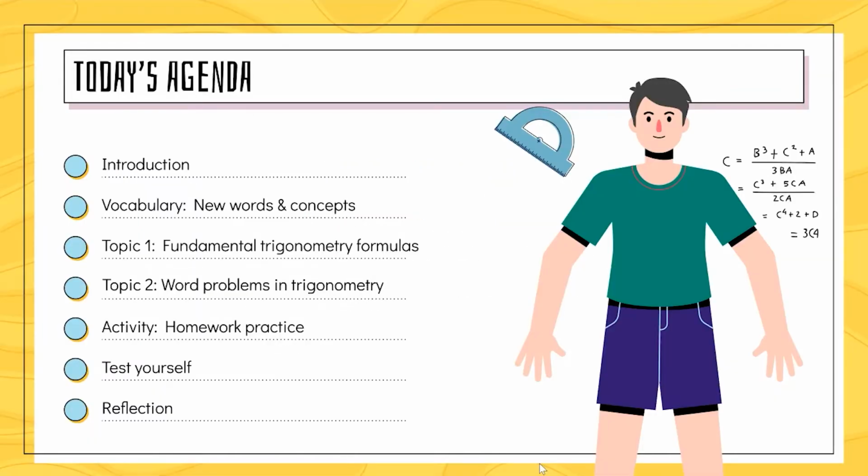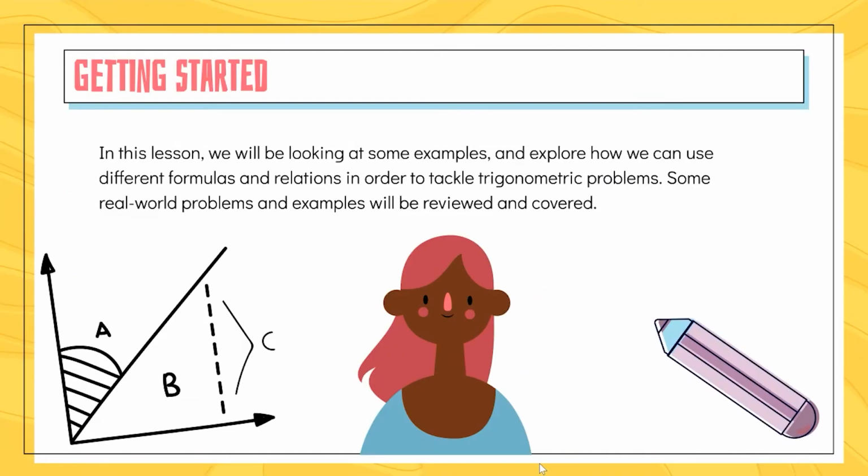And here we have an introduction, vocabulary, a new vocabulary, a topic on fundamental trigonometric formulas, a topic on word problems in trigonometry, and an activity with homework and a test yourself. In this lesson we will look at some examples of how we can use different formula relations in order to tackle trigonometric problems, some real world problems, and explanations we will review and cover.